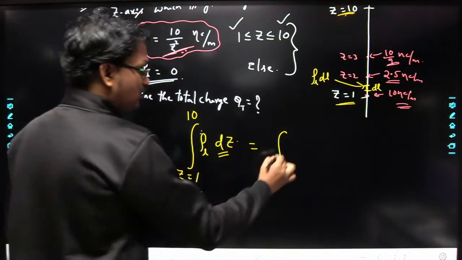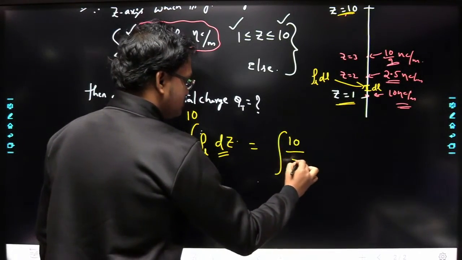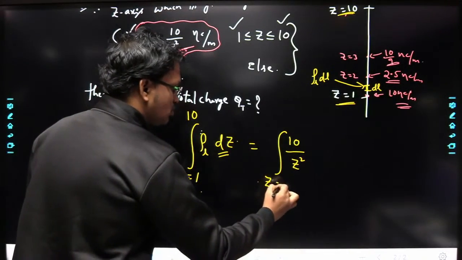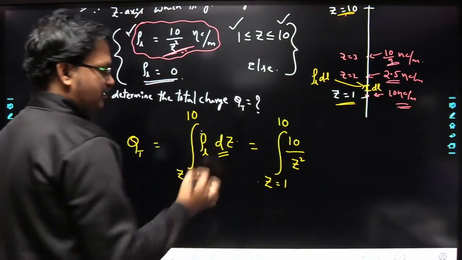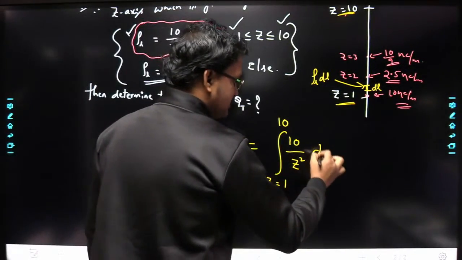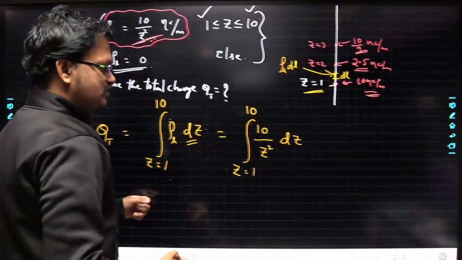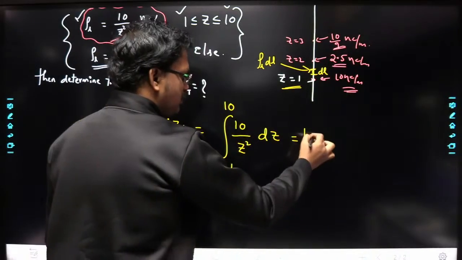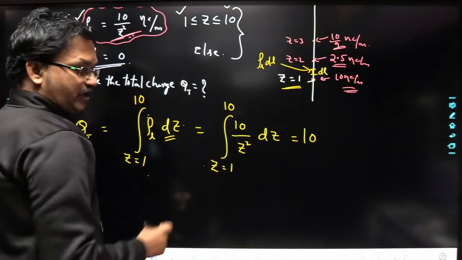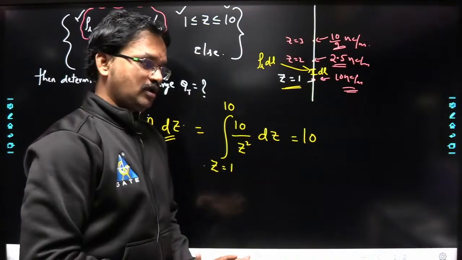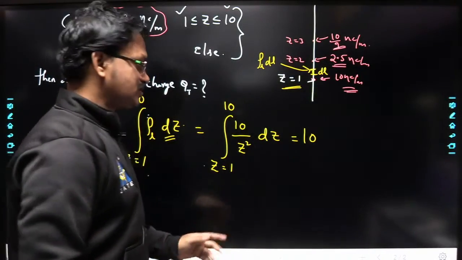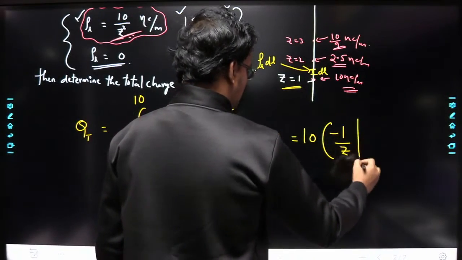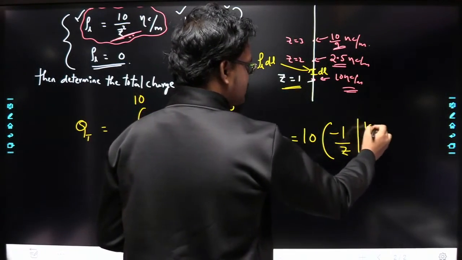Now substitute here. Rho l they have given as 10 by z square, and z is from 1 to 10, dz. So if you do this, 10 is constant, take it out of the integration. The integration of 1 by z square is nothing but minus 1 by z. Now its range is from 1 to 10.